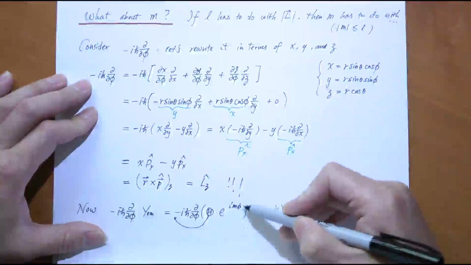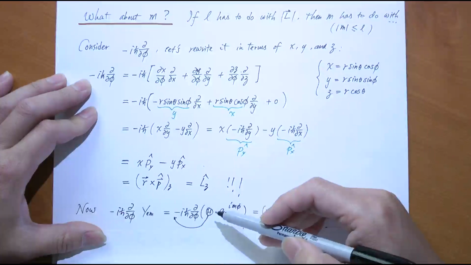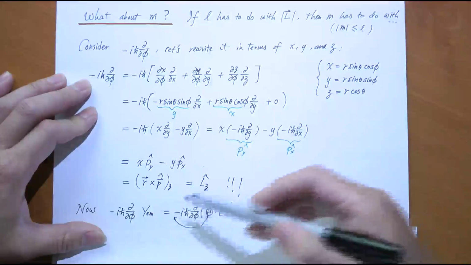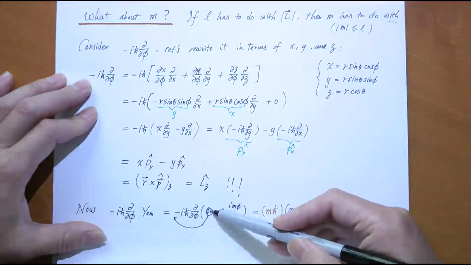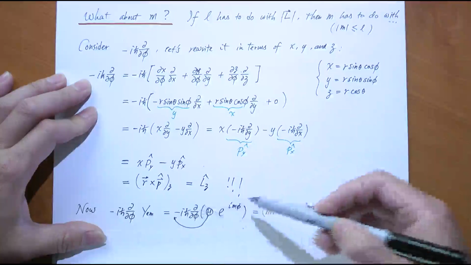The phi part is very simple. It's e to the i m phi. There is a normalization constant in front of it. I don't really care. So I rewrite Y_LM in terms of this product, and this theta part of the equation, I just take it out because it has nothing to do with partial phi.